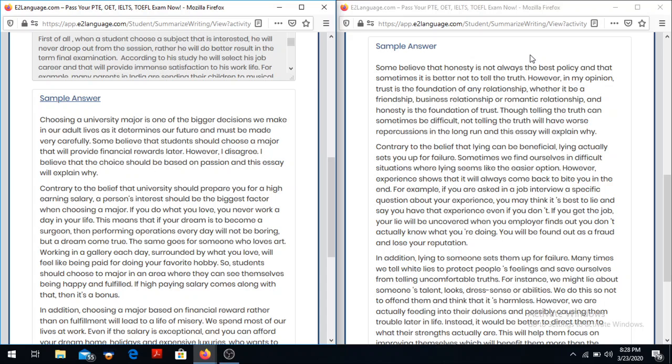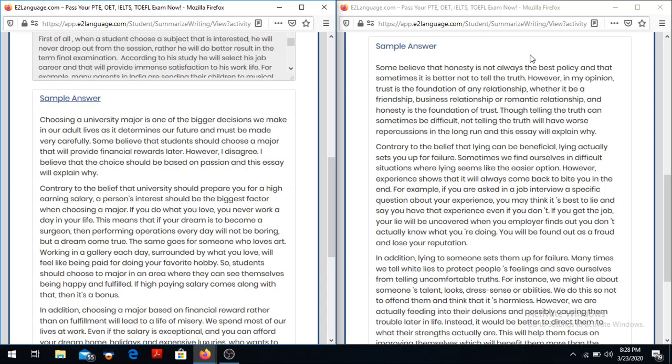Sometimes we find ourselves in difficult situations where lying seems like the easier option. However, experience shows that it will always come back to bite you in the end. For example, if you are asked in a job interview a specific question about your experience, you may think it is best to lie and say you have that experience even if you don't.